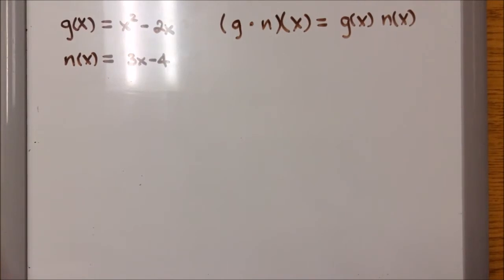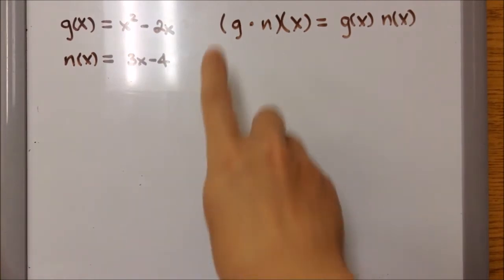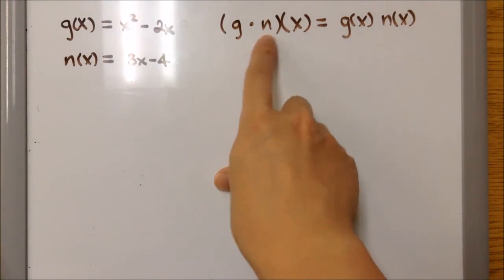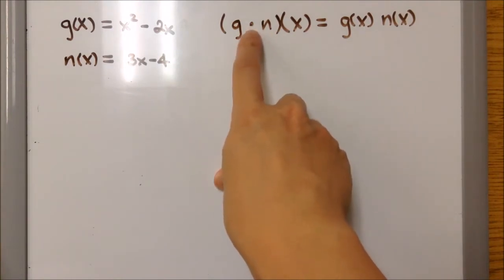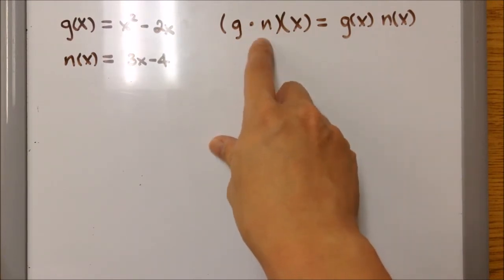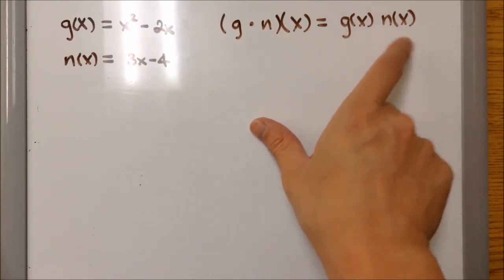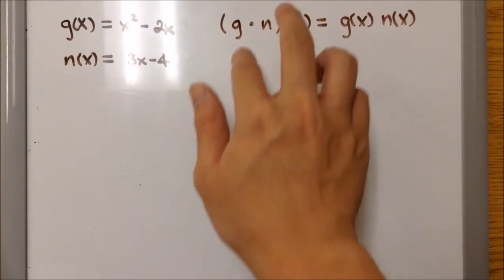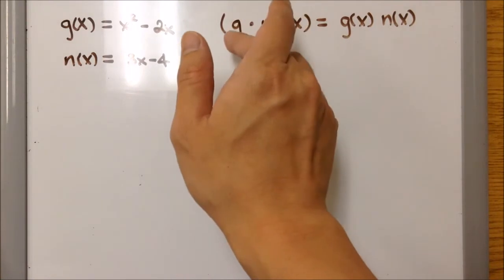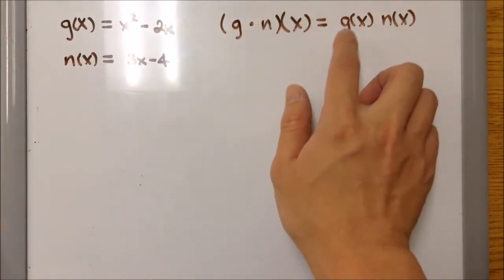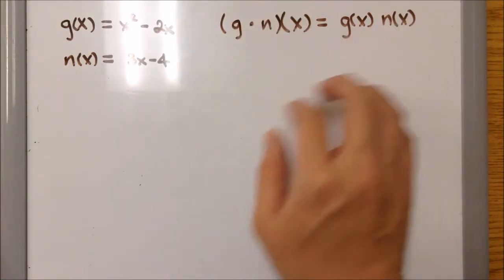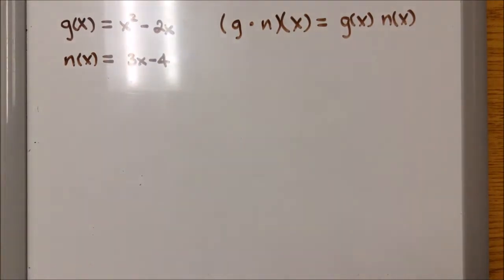So for our third example, we have multiplication. G times n of x. Now keep in mind, times. It's very different from the symbol for composition. Multiplication would just be a dot. Now g times n of x is just g of x times n of x. Keep in mind that if it was reverse order, it would be n of x times g of x. Just keep that in mind.